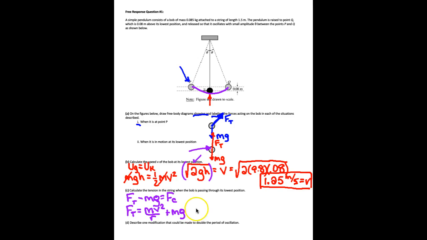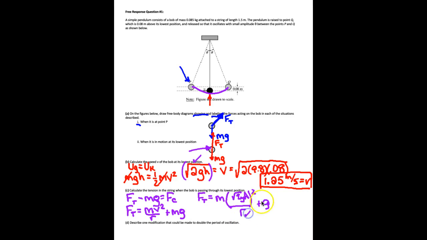I could, if I wanted to, factor out the mass variable. So let's go ahead and do that. It's going to be m times v squared, which is just root 2gh, and I have to remember to square that. So it's root 2gh squared over r, plus g. And so the radius in this case is the length of the pendulum.